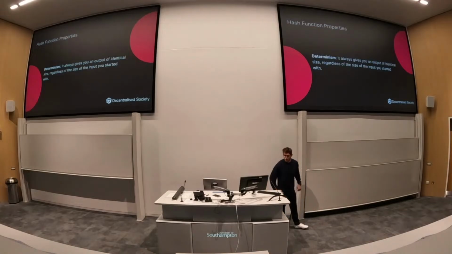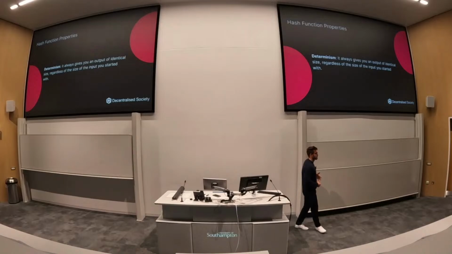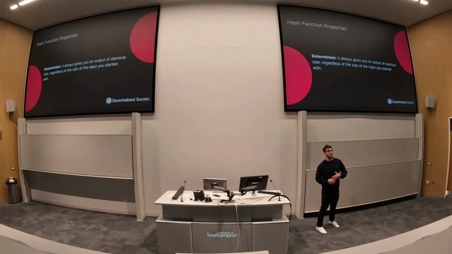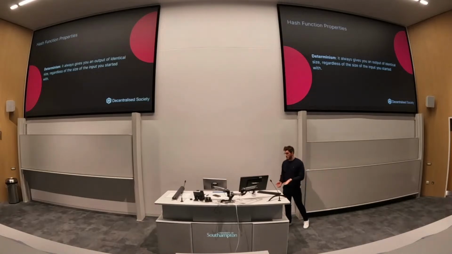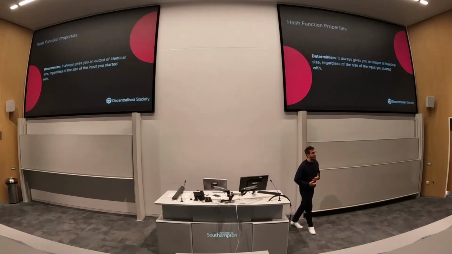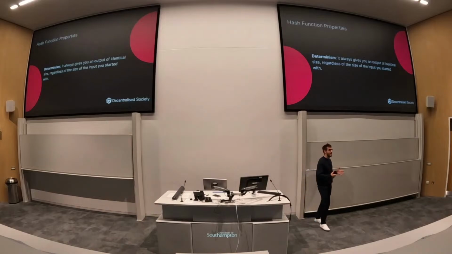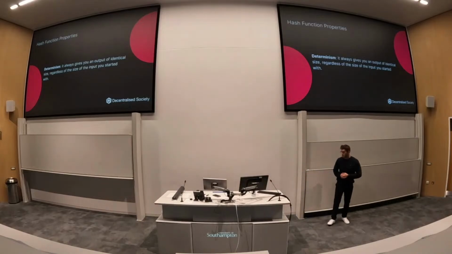Now, let's talk about the properties of hash functions, because we said that hash functions are mathematical functions, so there are some properties. The first hash function property is called determinism. When we say that a function is deterministic, it means that no matter the size of the input we have, we always get the same size of output.